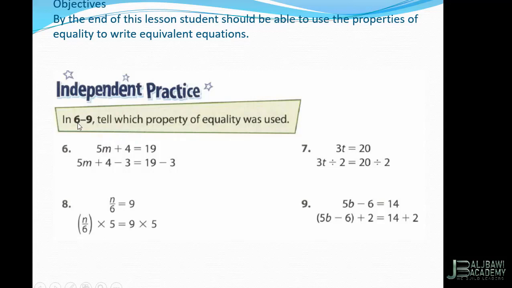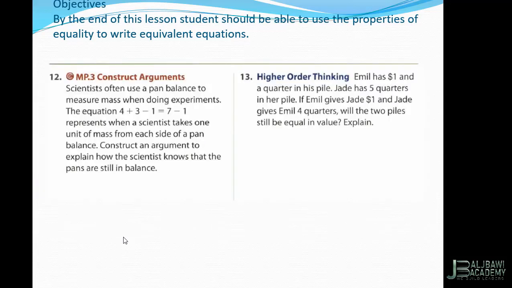Here, for questions 6 to 9, tell which property of equality was used. Let me take number 7 for example. 3t equals 20. 3t divided by 2 equals 20 divided by 2. I divided both sides of the equality by what? By 2. So both sides of the equality were divided by 2, the same amount. So it's the division property. Here both sides were multiplied by 5, so it's the multiplication property of equality.